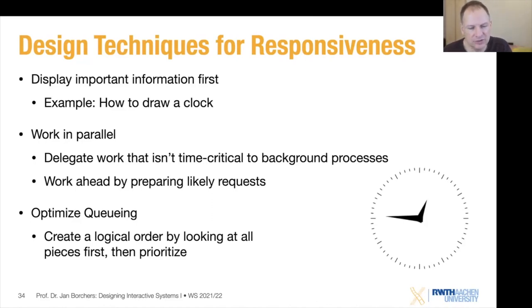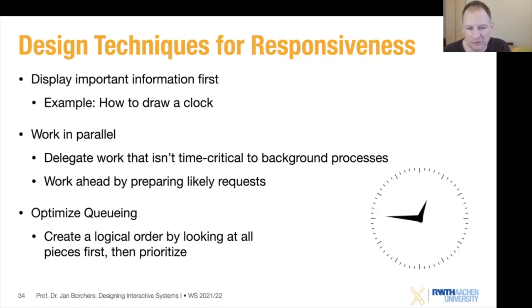The second thing is you can work in parallel. You should delegate work that isn't time critical to a background process. Meaning that if there are things happening, for example, Apple's photo app is looking for faces in the photos and marking them with names. That is not time critical, right? This can be happening in the background process. I don't want to look at a frozen application that says, oh, I'm updating my face recognition file and please wait for 15 seconds until I'm done, right?